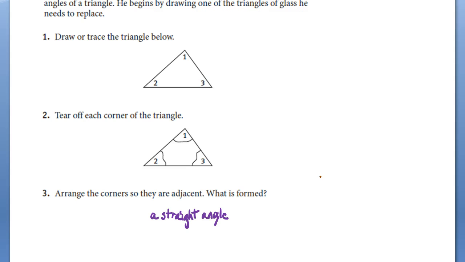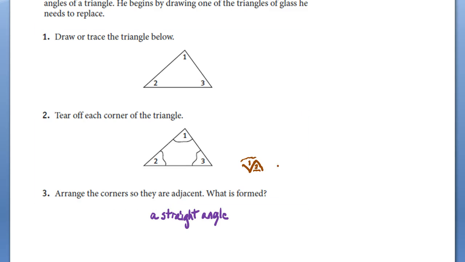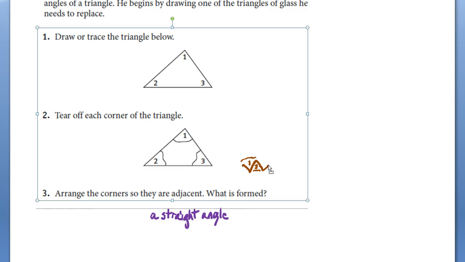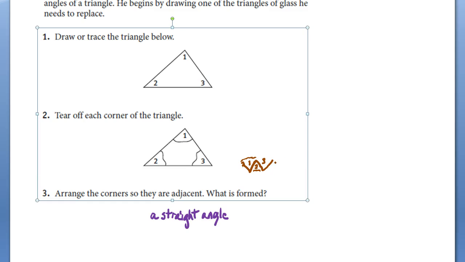And then it says in number 3, arrange the corners so that they're adjacent. So what that's saying is take the piece of paper that was angle 1, right? You had this little torn off thing here. Right next to it, put the piece of paper that's angle 2 that you had torn off. And then next to that, put the piece of paper that is angle 3 torn off. What's going to happen is that the 3 angles together are going to create a perfectly straight edge.